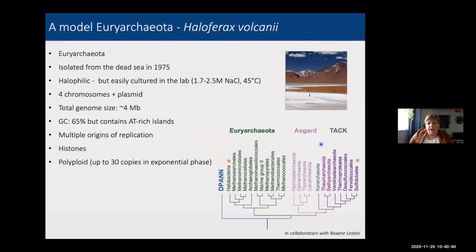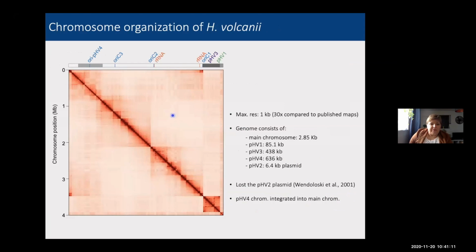And it was quite interesting for us because obviously the Crenarchaea, the Sulfolobus, is all the way over here in the TACK, whereas the Euryarchaea are quite diverse and over here, sorry, the Haloferax or Euryarchaea, so they're quite far away in the phylogenetic tree. The genome consists of 4 chromosomes, which I'll go through in a minute. But it's interesting to note that it's very GC rich, but it does contain these AT rich islands, and it's also a polyploid. So we did the first Hi-C map, and this is what we got.